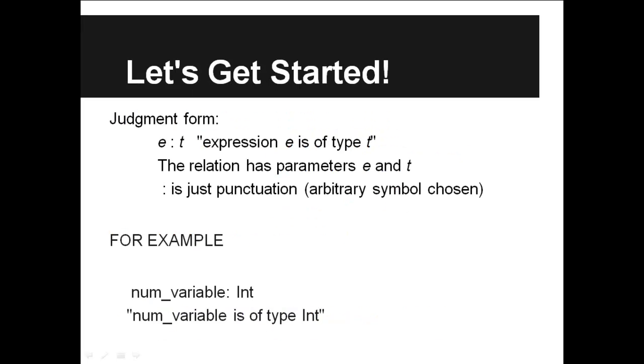Let's get started. Judgment form E : T. This translates to expression E is of type T. The relation has the parameters E and T, as well as the punctuation colon, which is an arbitrary symbol chosen to represent the relationship between E and T. For example, num variable : int. This translates to num variable is of type int.